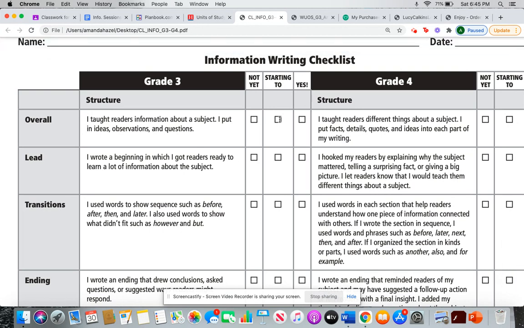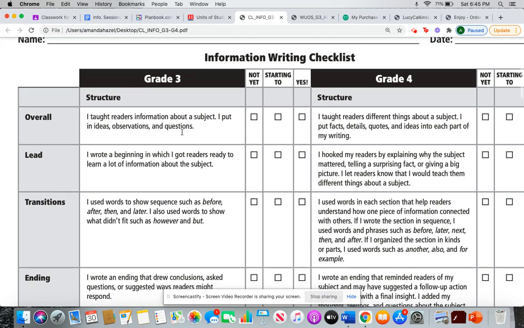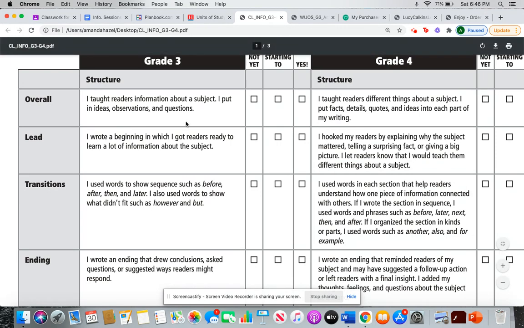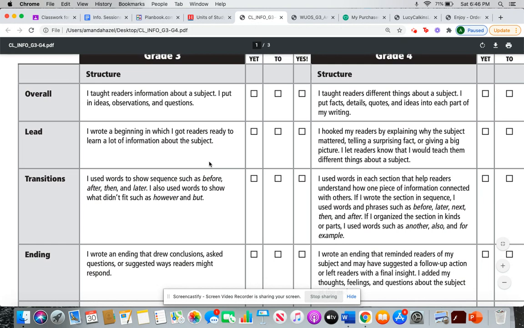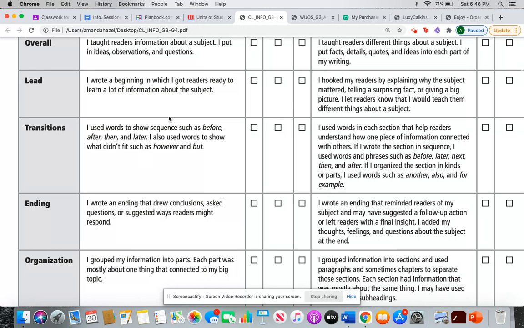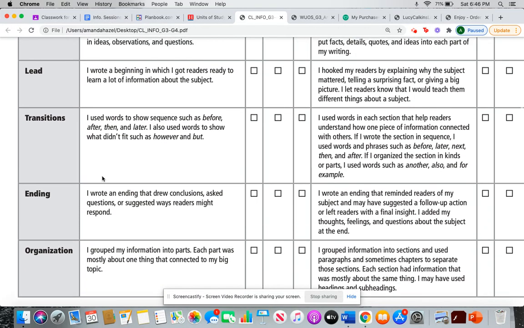So as you are wrapping up your information writing here, you get to go through the list and decide, have I done this? Maybe not yet at all. Maybe I'm starting to. Or yes. Then use the checklist to help you decide what you need to work on. So we have things like overall, our lead, also known as, yes, the introduction. Transition words, maybe we haven't done that. Here's the one for today that we're going to focus on. Conclusions, the ending or the conclusion.